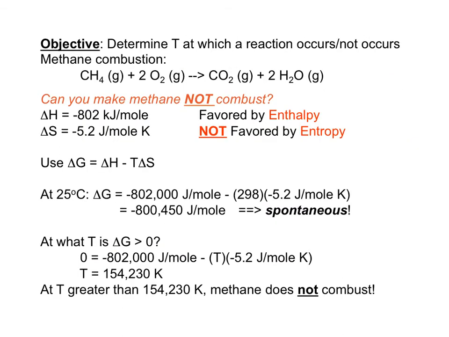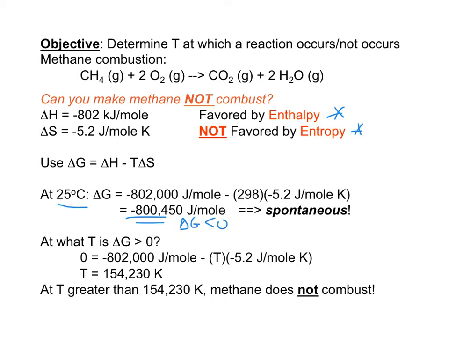So let's do an example. Let's determine the temperature at which the methane combustion reaction occurs or does not occur. Note that this reaction is favored by enthalpy but not favored by entropy. That means there's some temperatures at which this reaction occurs or does not occur. At 25 degrees, this reaction does occur.